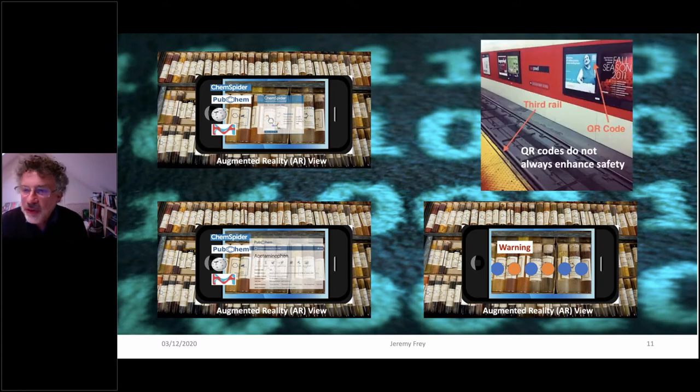But QR codes don't always enhance safety like this. This was a good one over in the London Tube. Not really very useful to put a QR code on the opposite side and tempt people to cross the rail. So we have to be careful about a number of these things.